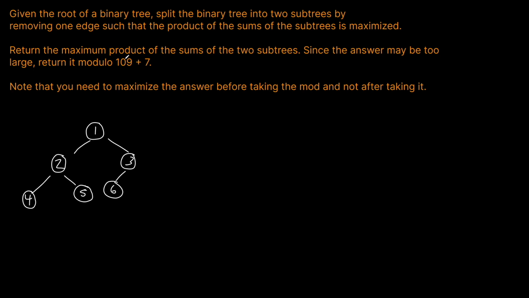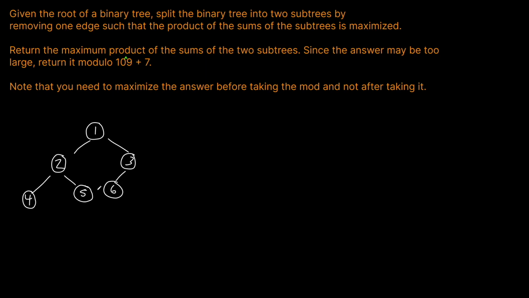Sorry, this should be 10 to the 9th plus 7. Note that you need to maximize the answer before taking the modulo and not after taking it. So for example, if we're given this binary tree 1, 2, 3, 4, 5, 6, how can we split this?